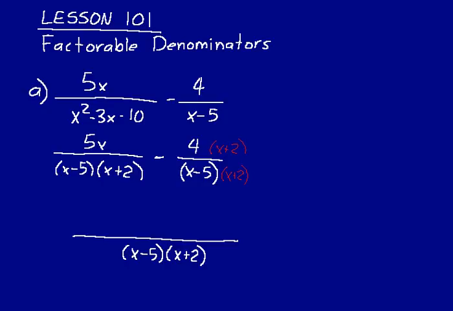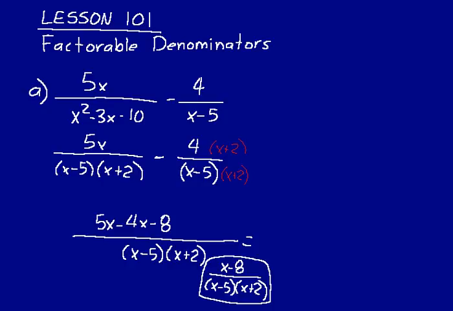And then the numerator, you'll have a 5x minus 4x, 4 times x, so that's a negative 4x, and then minus 4 times 2, which will be a negative 8. And so that will reduce to x minus 8 over x minus 5 times x plus 2. And so that's the addition of those two fractions.